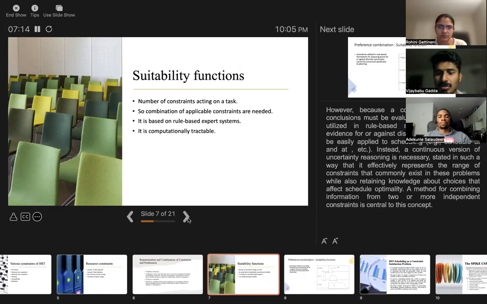Example, schedule at, etc. Instead, a continuous version of uncertainty reasoning is necessary, stated in such a way that it effectively represents the range of constraints that commonly exist in these problems, while also retaining knowledge about choices that affect schedule optimality. A method for combining information from two or more independent constraints is central to this concept.